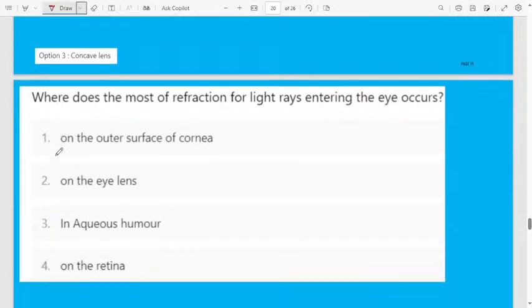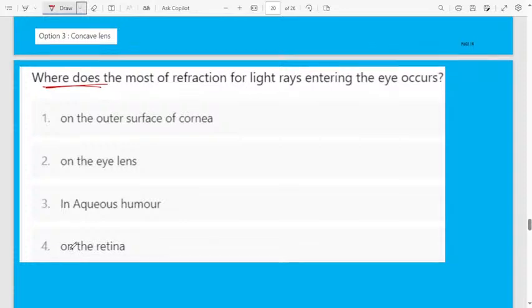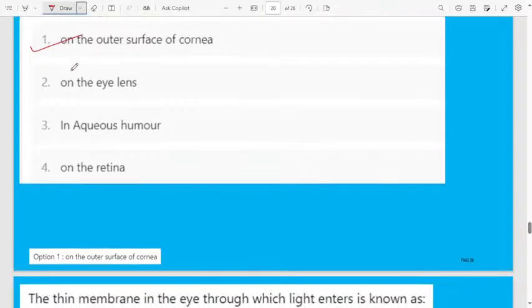Next, where does most of the refraction of light rays entering the eye occur? First option, on the outer surface of the cornea; second, on the eye lens; third option, in aqueous humor; fourth one, on the retina. Where does it occur? On the outer surface of the cornea. Cornea is the first layer of the eye. There the refraction of light will occur. Already explained.